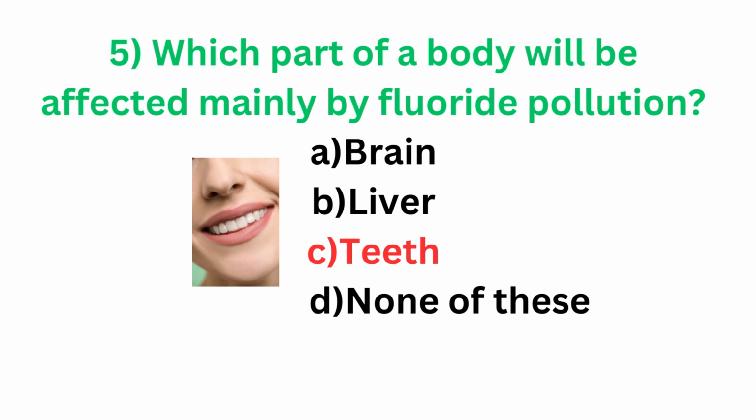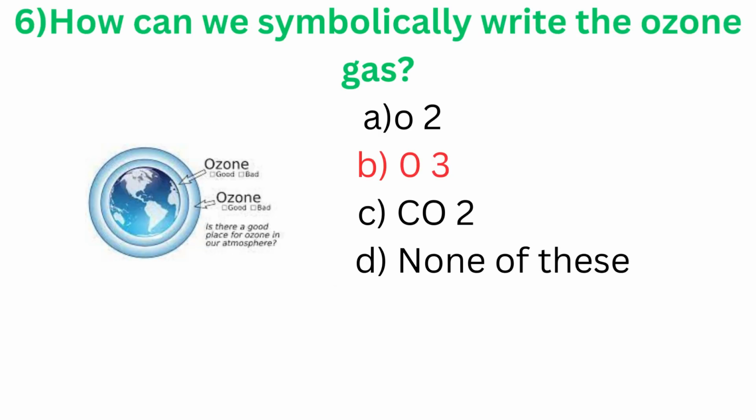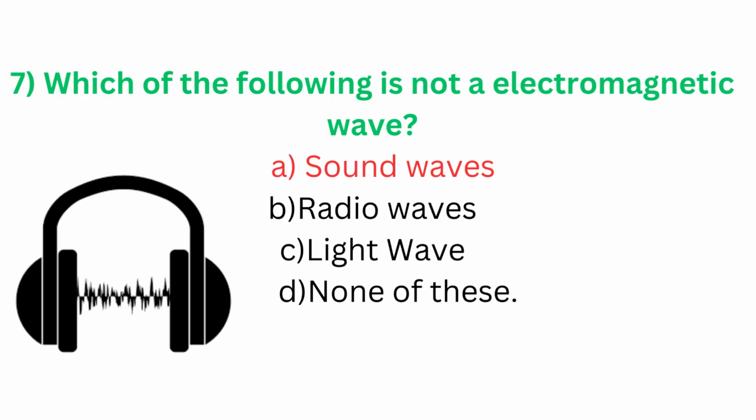And which part of the body will be affected mainly by fluoride pollution? So by fluoride pollution, teeth are mostly affected. And how can we symbolically write ozone gas? So ozone gas contains oxygen O3 and its unit is Dobson unit. And which of the following is not an electromagnetic wave? So sound wave is not an electromagnetic wave.